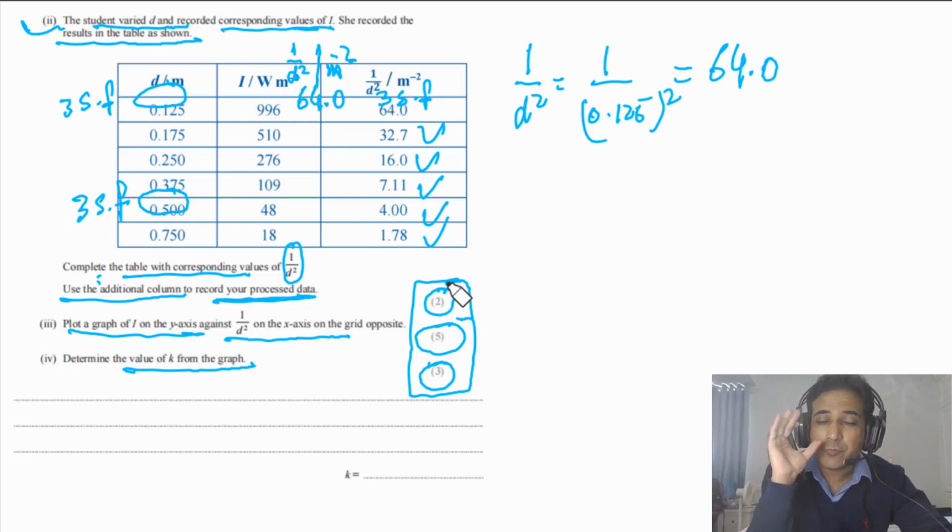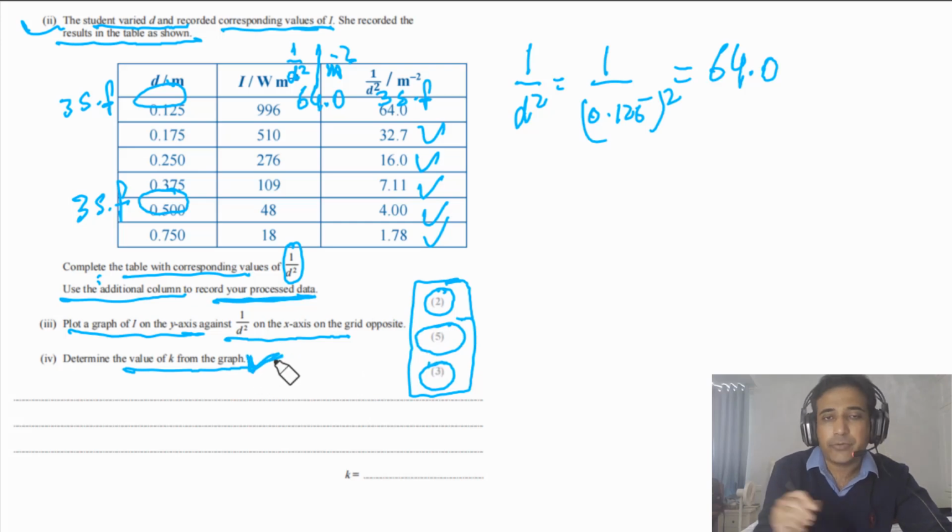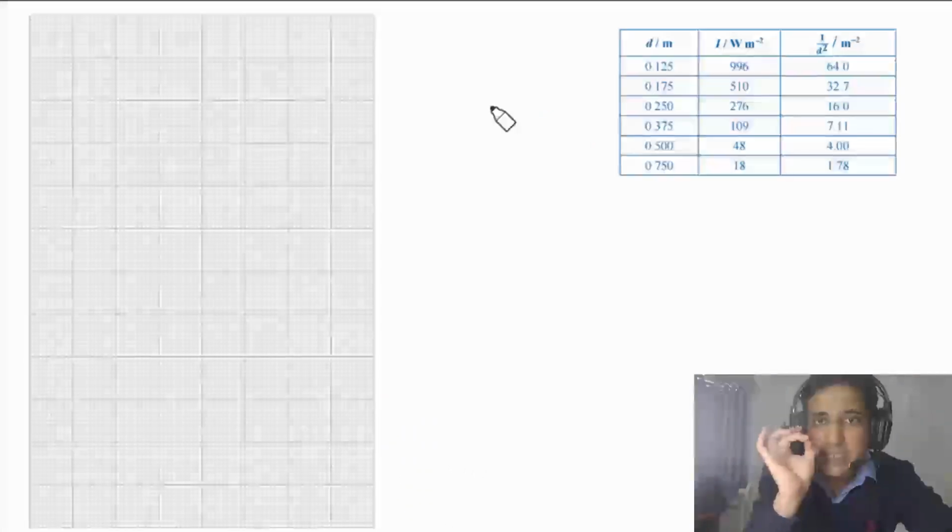So you have to be very careful with this part of the paper, this question, because this question can improve your grades and give you a higher score in this paper. So try to master this type of question, questions about graphs. So we will go to the next page and we will sketch the graph, and then we will find the gradient. Now let's try to sketch the graph.